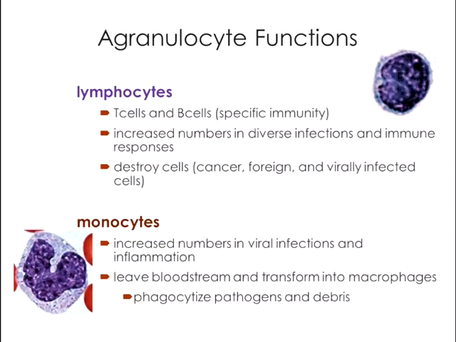Your agranulocytes: you have lymphocytes and monocytes. This is your lymphocyte here. It has a very large nucleus that takes up most of the cell, and you can just see a little thin layer of cytoplasm surrounding it.